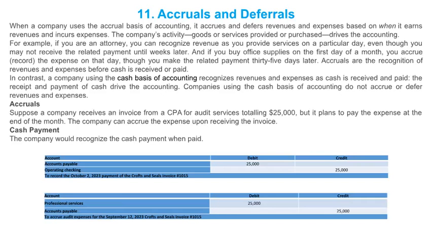Accruals. Suppose a company receives an invoice from a CPA for audit services totaling $25,000, but it plans to pay the expense at the end of the month. The company can accrue the expense upon receiving the invoice. Cash payment. The company would recognize the cash payment when paid. The examples of accruals and cash payments are given for the idea.